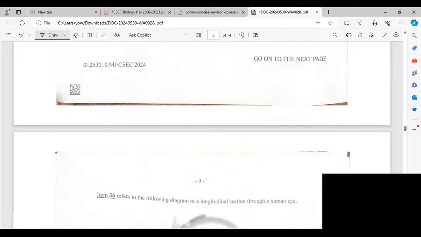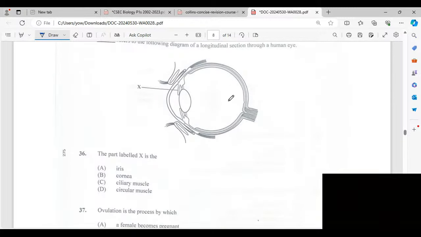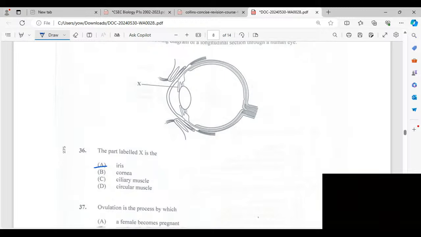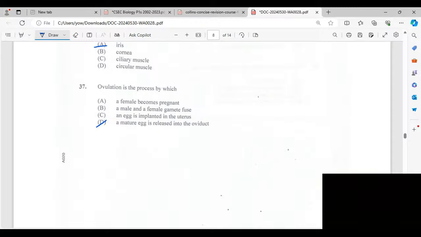Right, 35 refers to the eye. The part labeled X is the iris. 36, sorry, would be A. Then we move on to ovulation. Ovulation is the process by which a mature egg is released into the fallopian tube or the oviduct. 37 would be D. All right.